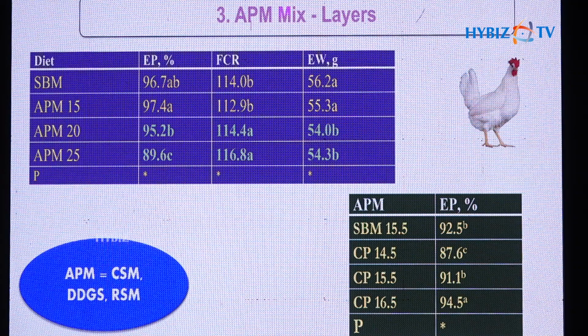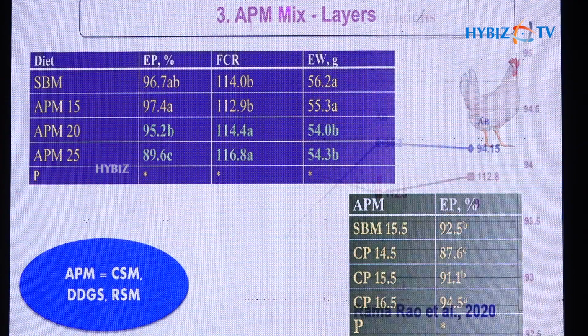If you see the performance, egg production, feed efficiency and egg weight, they were significantly dropped when we used beyond 15% level. So what we have done in the second experiment with these alternate protein sources, we increased the protein level in the diet from 14.5 to 16.5%, and we could see there is a progressive and significant increase in the egg production, which is equal or sometimes even better than the soybean meal. So that means whenever you are going for higher levels of alternate protein sources together in the diet, we need to go for a higher level of protein in the diet.